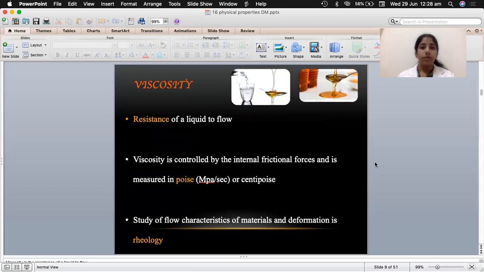So, coming to viscosity. Viscosity is another physical property. It is the resistance of a liquid to flow. Viscosity is controlled by the internal friction force and measured in poise. It is nothing but the resistance of a liquid to flow.